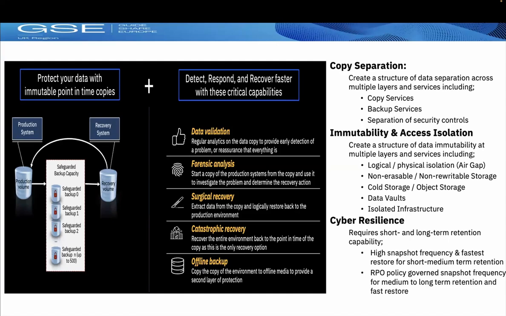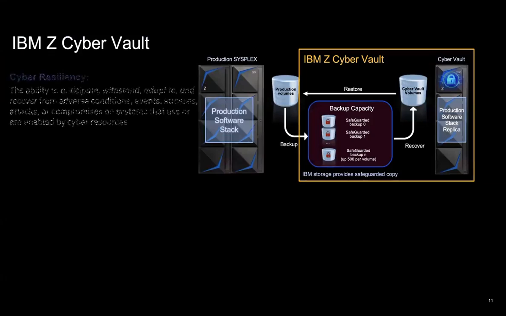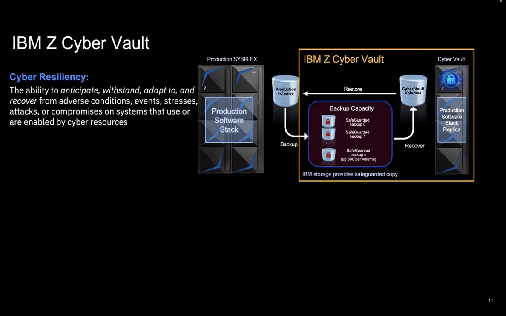So the safeguarded copy, then we have the copy separation, immutable, roles of responsibility, and cyber resiliency, and the things that you could do with them. And we'll talk the data validation, forensic, we'll talk at the end. So this is just a block out of that view, the recovery volumes picture. And basically, what we're trying to accomplish here in cyber resiliency is the ability to anticipate, withstand, adapt to, and recover from adverse conditions, and give you the ability to have multiple options to recover.